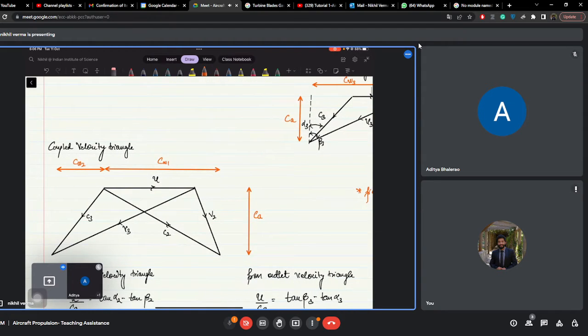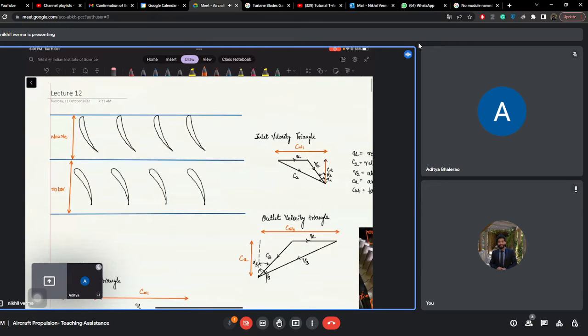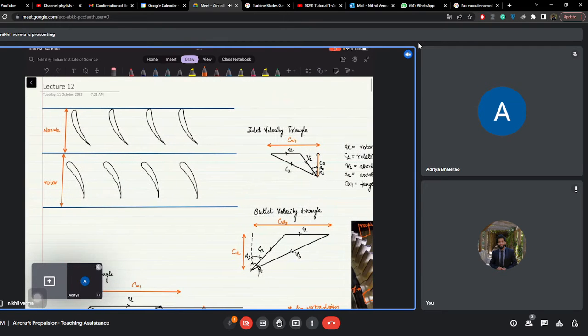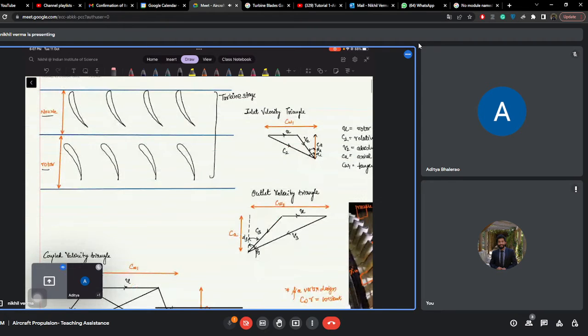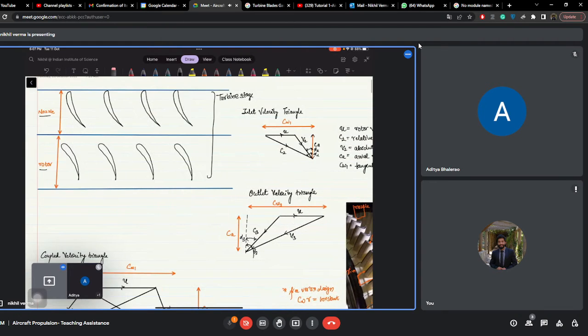velocity triangle for this turbine blade system. So first stage, first is your nozzle. This comprises your turbine stage, and the first part is the nozzle, and the other is a rotor, as demonstrated in the image.